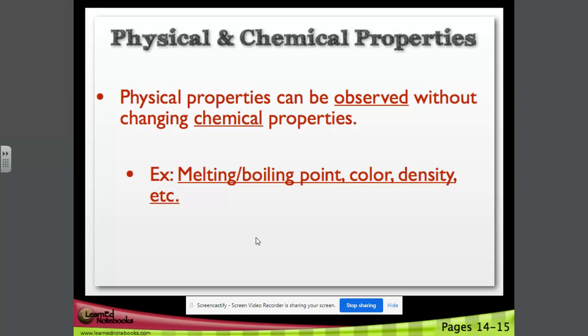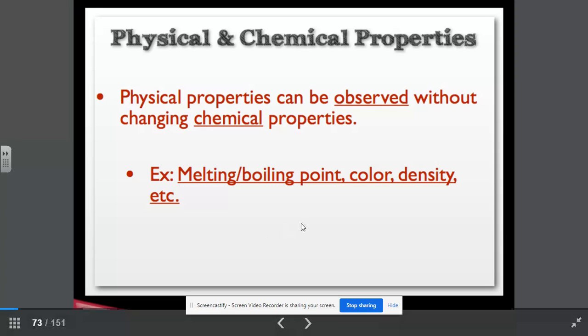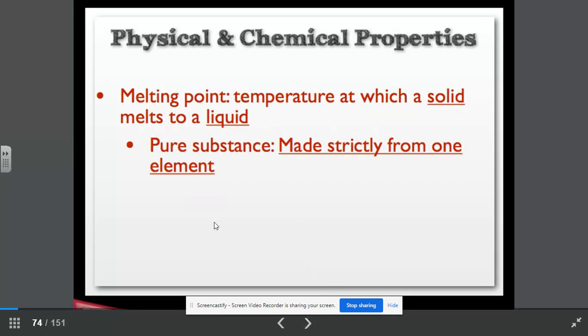But properties can be observed without changing chemical properties. So again, melting, boiling point, color, density. Melting point is the temperature at which a solid melts to a liquid. A pure substance, it's important to note, is made strictly from one element.